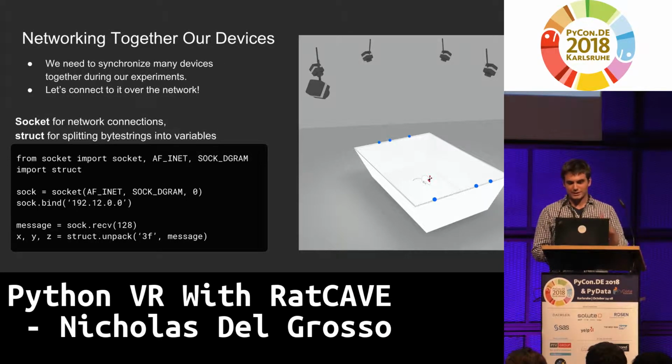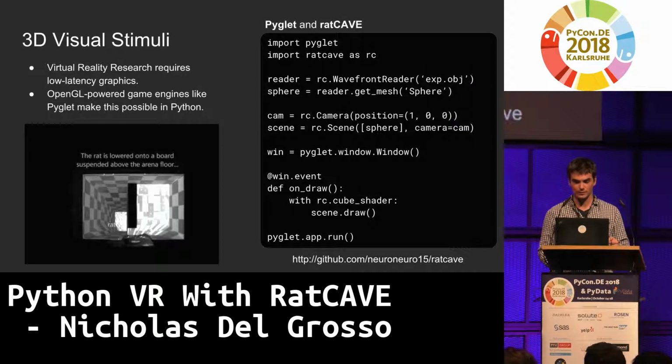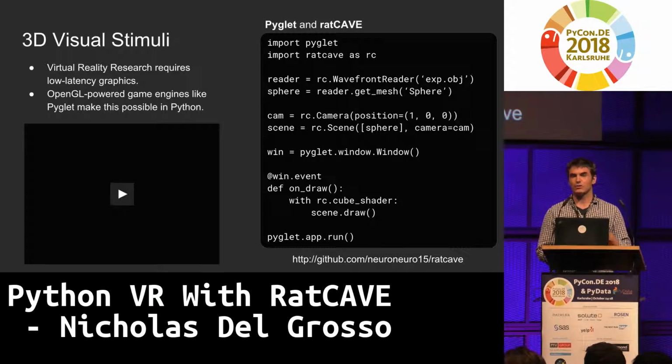In order to do this, I need to connect to 3D motion tracking devices. I can do that with a built-in socket library. Control the devices that we have. Python is excellent for this, and the projector that we have even has a Python wrapper for controlling the devices. It's been great for building a 3D scanner for our rats' arena, and even projecting 3D visual stimuli.